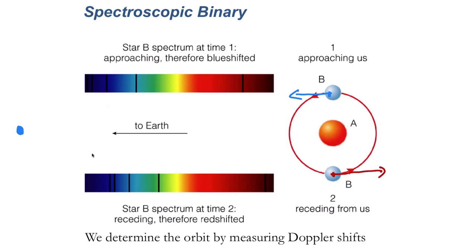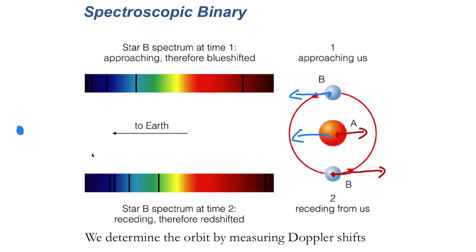Now, in practice, we'll see the spectral lines of star A and star B. When star B is moving towards us, star A is moving away from us. And when star B is moving away from us, star A is moving towards us. So it's the opposite. When we see star A red shifted, we'll see star B blue shifted. And so you'll sometimes see both of these sets of lines, and they'll be wobbling in opposite directions as the stars orbit one another.